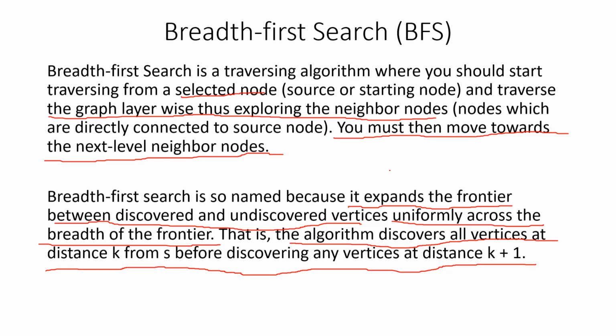So if you remember, DFS tries to get as deep as possible, while BFS tries to get as wide as possible. And when BFS explores the nodes, it explores all the nodes at the same distance k. When it finishes exploring all the nodes at distance k, it will start to explore all the vertices at distance k plus 1. Then after exploring k plus 1, it will explore all the vertices at distance k plus 2, and so on till the end of the graph.